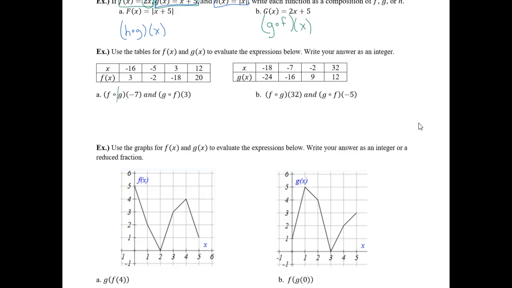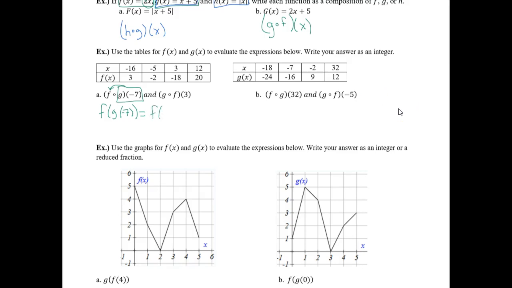So remember, that means that we are putting this g of negative 7 into f. So f of g of negative 7. So first we have to find g of negative 7. So going over to the g table, x, the input, was negative 7. So g of negative 7 would be negative 16.